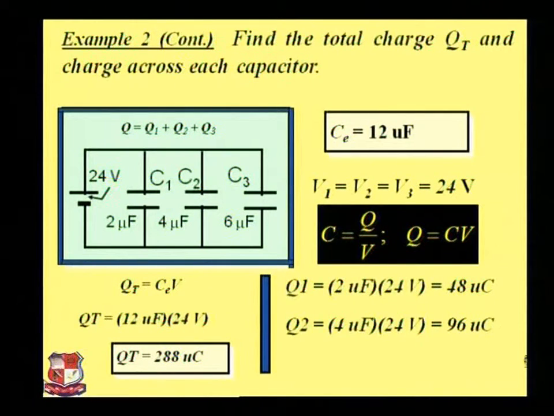And the individual charges can be found. Q1 equals C1V, Q2 equals C2V, and Q3 equals C3V. C1 equals 2 microfarad, so Q1 becomes 2 microfarad times 24 volts, which is 48 microcoulomb. Q2 equals C2V, where V is the same, 24 volts. C2 equals 4 microfarad, so Q2 equals 4 times 24, which is 96 microcoulomb. Similarly for Q3, we get 144 microcoulomb.